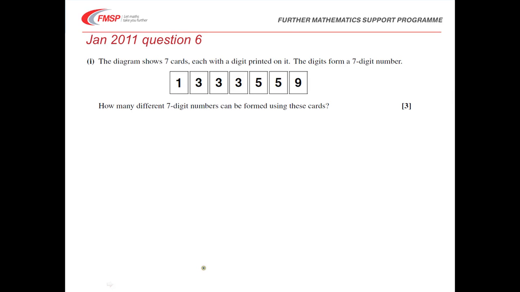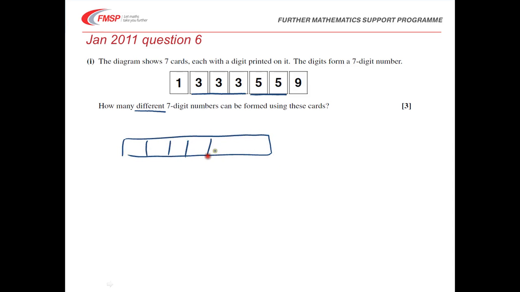So, January 2011, question 6, we have a situation where we've got 7 cards and we want to look at how many different 7-digit numbers we can form. Now, we have to understand that there is some repetition here. 3 occurs 3 times, 5 occurs twice. So one way of doing this is just to completely ignore the repetitions and worry about them later, which you are allowed to do.